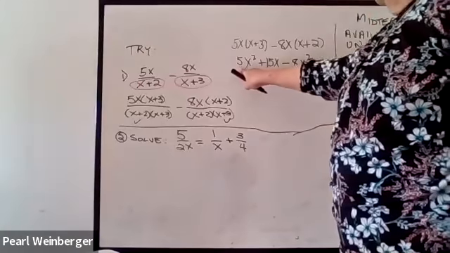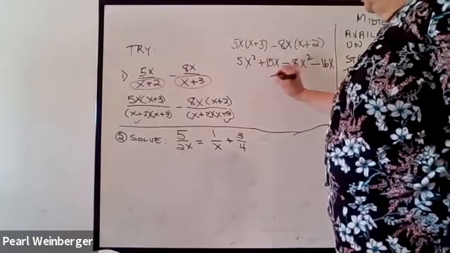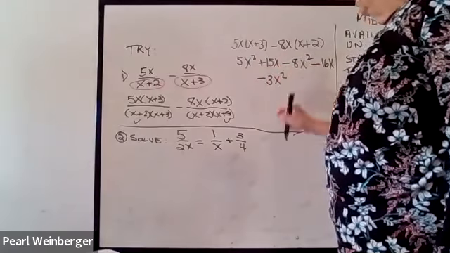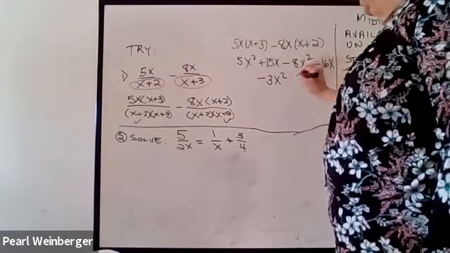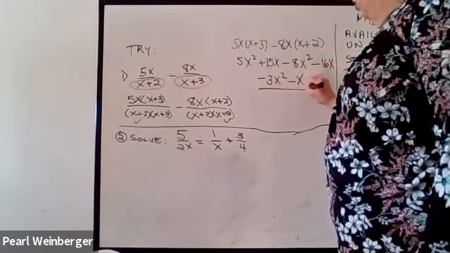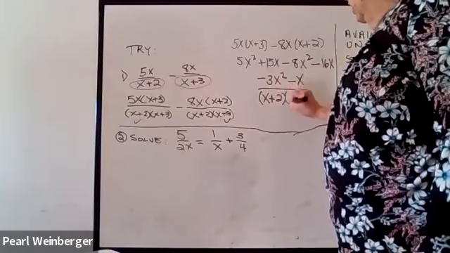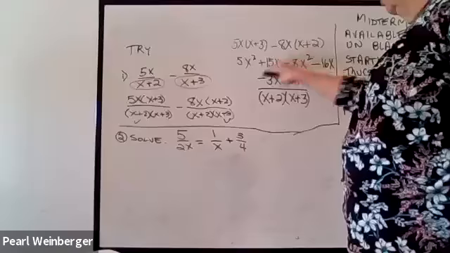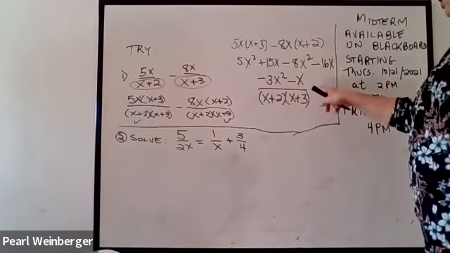Okay, combining these, the 5x squared and the negative 8x squared give me negative 3x squared. The 15x minus the 16x gives me minus 1x, or just minus x. And all that is over x plus 2 times x plus 3. Once I've combined all the like terms, I put it over the denominator.